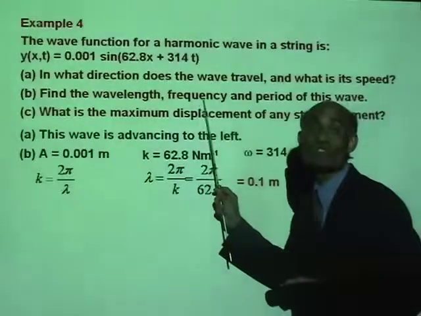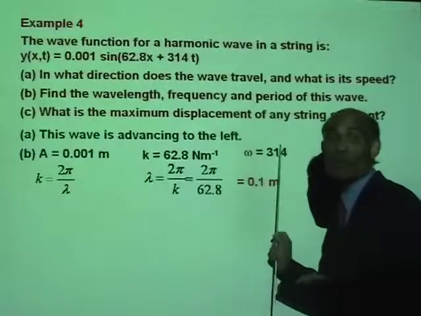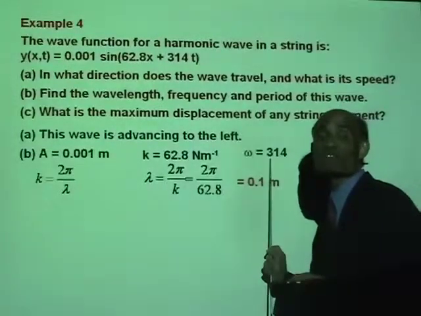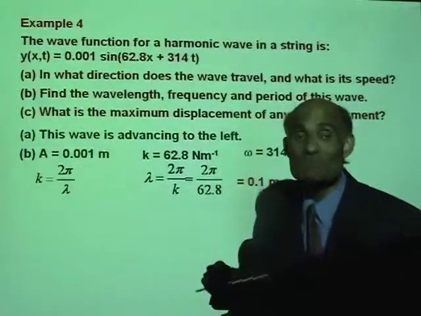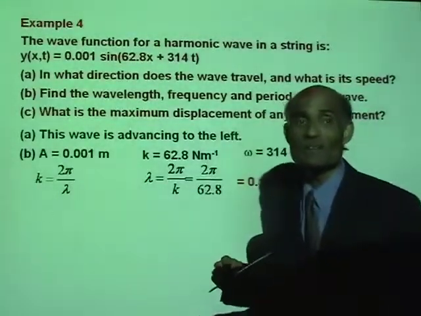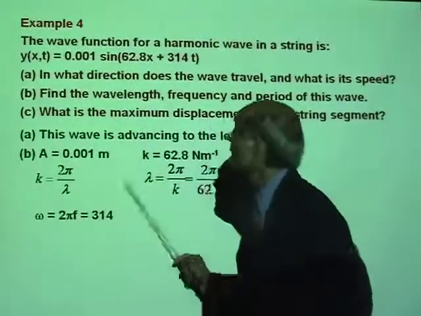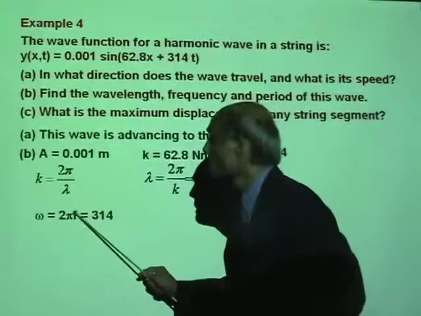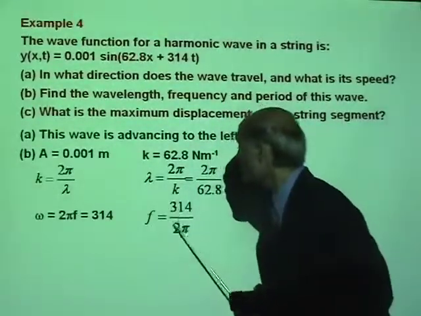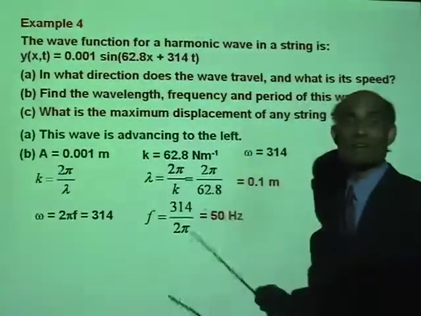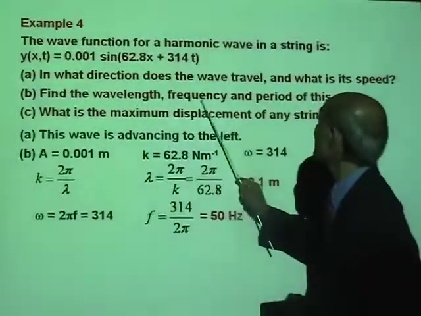How do we find the frequency? Frequency is obtained from the value of omega. Omega is given to be 314. And what is omega in terms of the frequency? Do you remember? Omega equal to 2 pi f. And its value here is 314. Therefore, what is f equal to? f is 314 divided by 2 pi. That is 50 hertz. So we found the wavelength, the frequency.